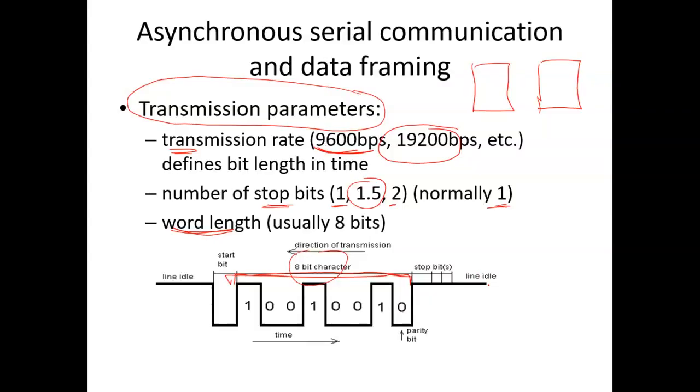So you have an example of the idle mode. Then we can have the stop bit, so we can have 1, 2, 1.5, etc. Here we have the idle line, then we have the start bit, then we have the data, and finally we have the stop bit, and then we return back to the idle mode.